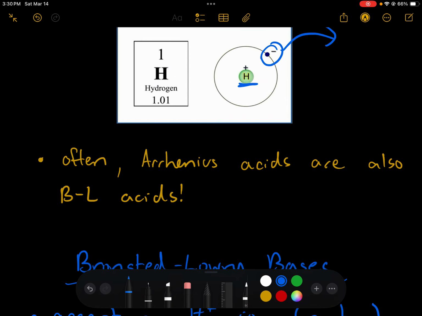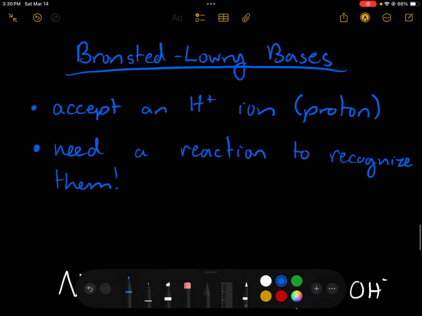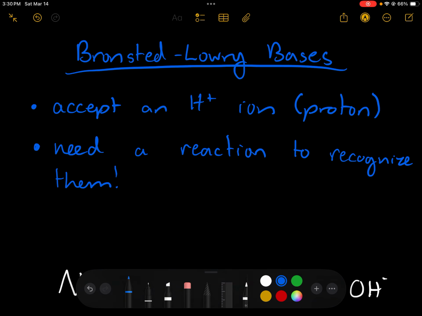One thing is that often Arrhenius acids are also Bronsted-Lowry acids, which makes sense because if we take HCl, for example, HCl has a hydrogen, and so it could theoretically donate that hydrogen somewhere else when it interacts with another substance. All right? Bronsted-Lowry bases, on the other hand, are the exact opposite. They are likely to accept a hydrogen ion or proton from somewhere else.